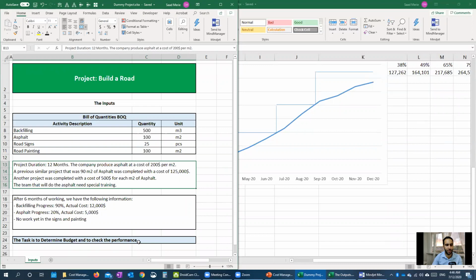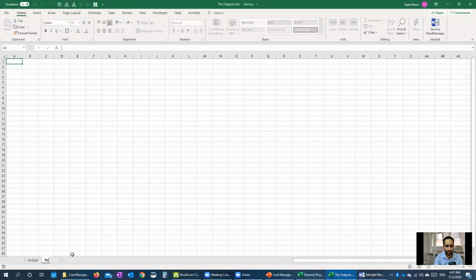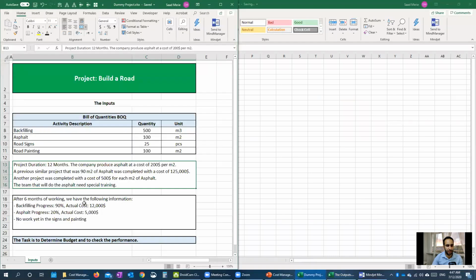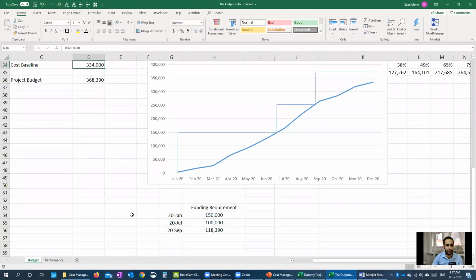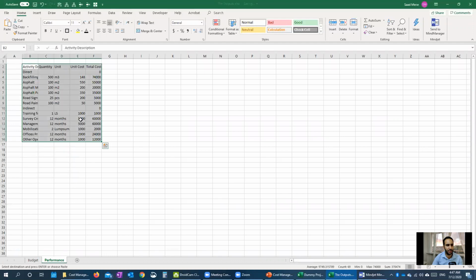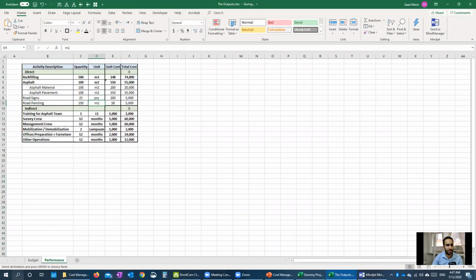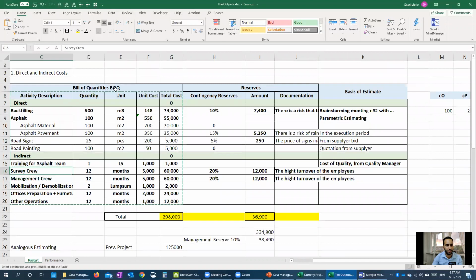And then we need to check the performance. And this is our next task. So let's add a new tab for the performance. What we know here is that after 6 months of working, we have the following information. So let's add the same table from the BOQ, and we have the reserves here. And we need to reassess everything together.